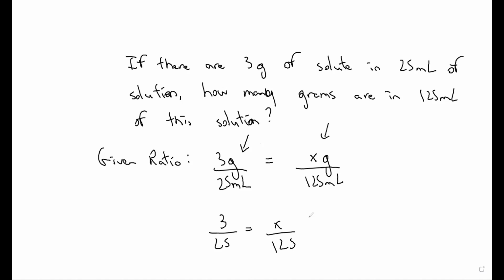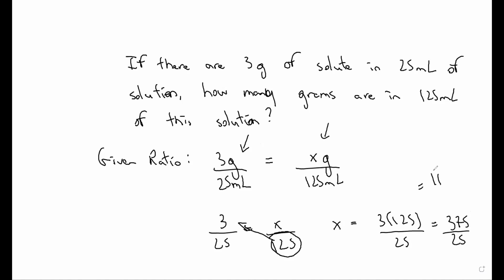Okay, so now the rest of it is fairly straightforward. The only thing we have to get rid of is this 125 to solve for X. So let's take it and move it to the other side and change it to multiplication. So this is going to be 3 times 125 over 25, which is 375 over 25, which should be 8 plus 3 is 11. So it should be 11.